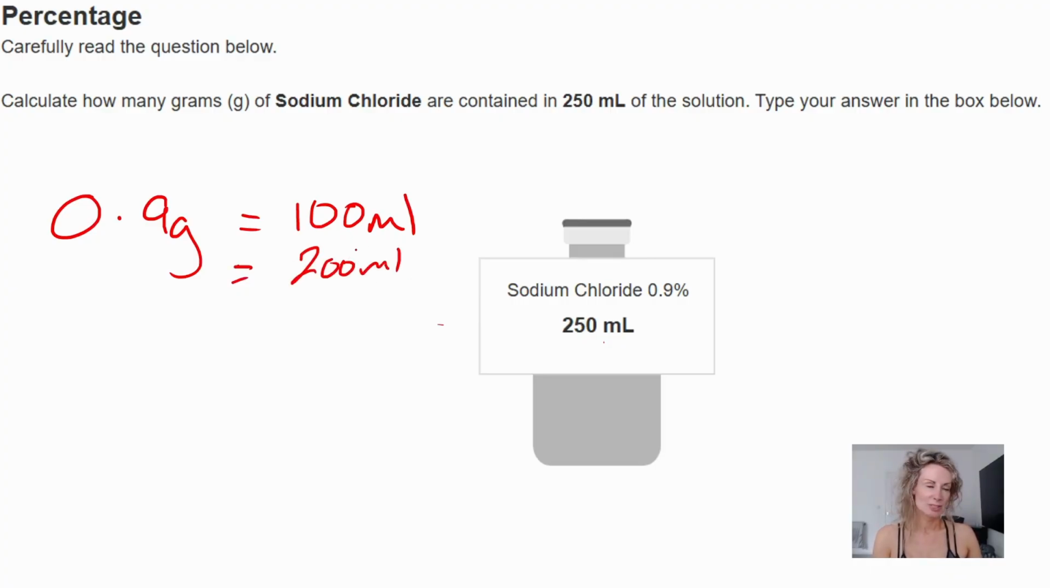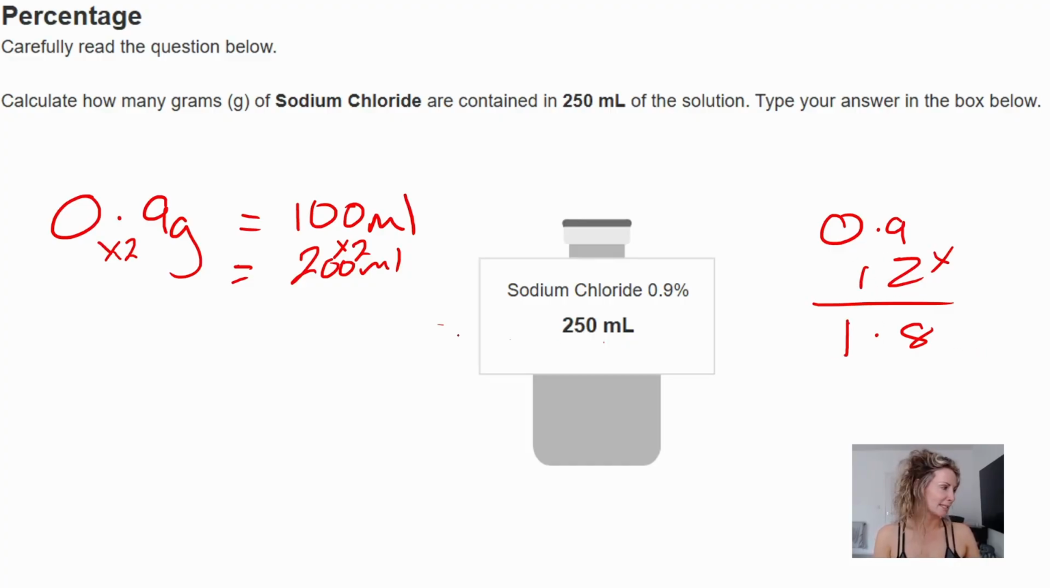What do I do at 100 to get 200? Well, I have to times it by 2. So that means I'm going to have to do the same thing to 0.9. So little sum, 0.9 times by 2. 2 times 9 is 18. 8 down, 1 up, decimal point. 2 times nothing is nothing. Add the 1, 1.8. So that means that 1.8 grams is contained within 200 mils.